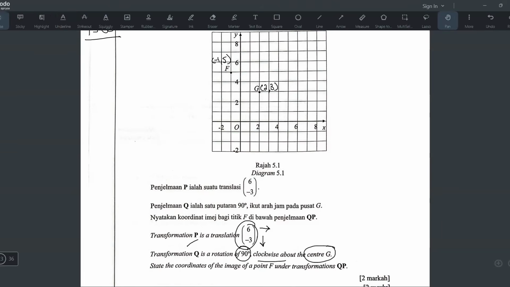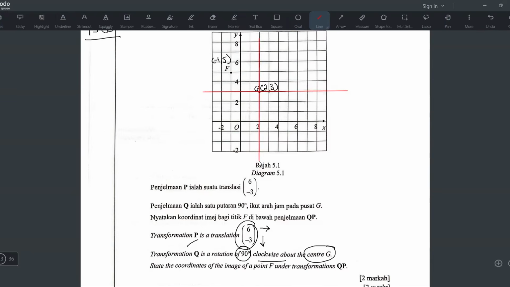So how do you prepare for later? You can draw the cross. You can draw a cross at the center of rotation. So it's at G. So okay, now I know G is actually not the object and not the image. It's the center of rotation. So I'm just gonna put a cross. Yeah, that's how I always teach my student.